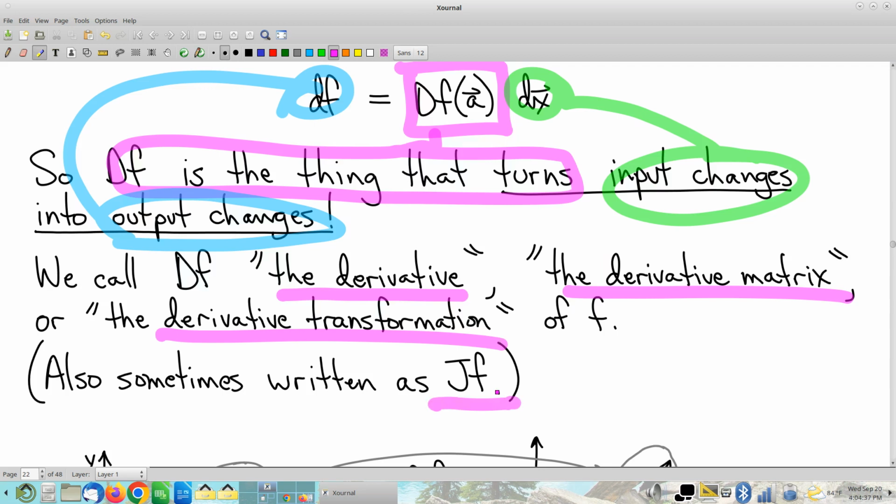Sometimes written as JF. That's a reference to a terminology called the Jacobian matrix. Kind of historical reasons. For whatever it's worth, I'm probably going to say Jacobian here or there because my mathematical upbringing involved this being referred to as the Jacobian matrix. So, whatever. And you'll hear other people say that as well.